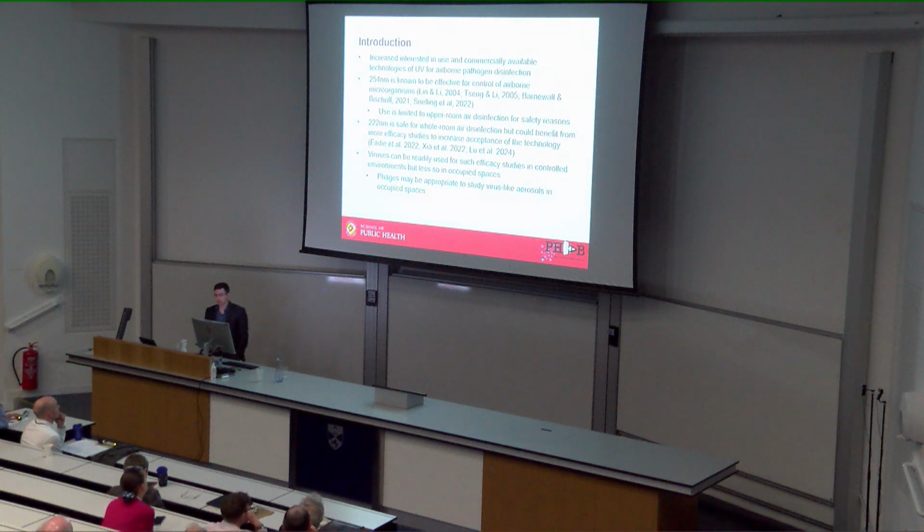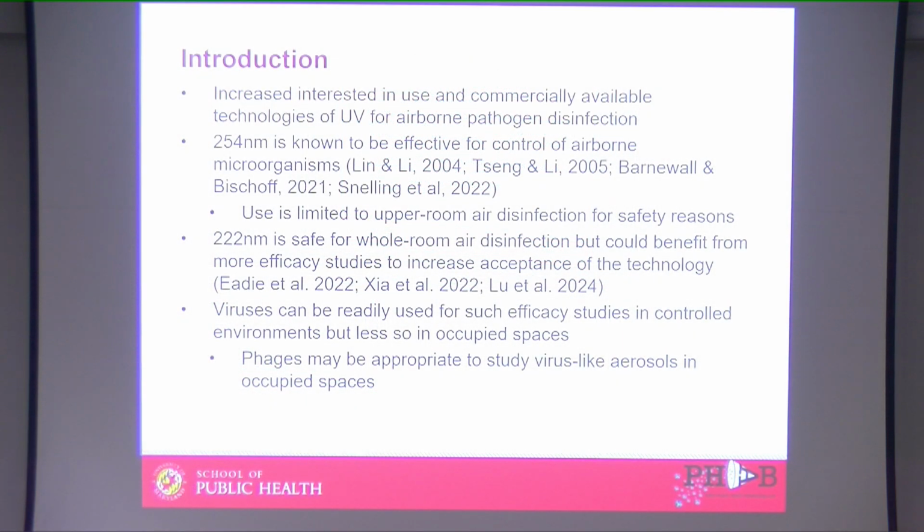There's an increased interest in UV use as an airborne pathogen disinfection, as well as increasingly more commercially available technologies for UV disinfection. As you know, 254 is already known to be effective for control of airborne microorganisms. But its use is limited to upper room air disinfection for safety reasons, whereas 222 is considered generally safe for whole room air disinfection, but could benefit from more efficacy studies to increase acceptance.